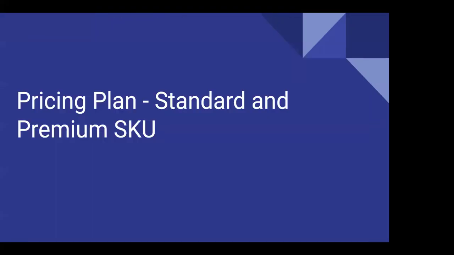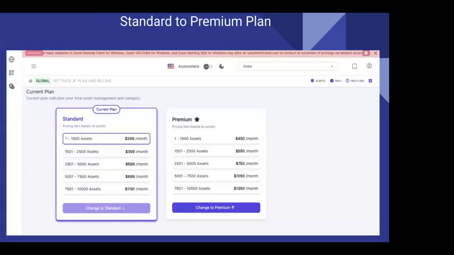All right. So this is the last section of today's updates, the pricing plan, the standard and premium SKU. This is again in our test environment, but it's mostly implemented. So this is how we have revamped the UI for plan and billing in global settings. The UI has been updated to show what is there in the standard SKU and what is there in the premium SKU. So we have listed the pricing, again USD pricing, for each of the tiers.